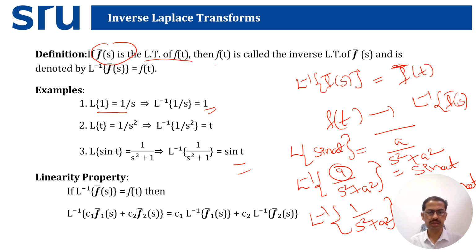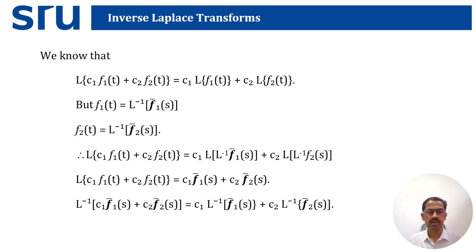The inverse Laplace transform of f bar of s is f of t. Then the inverse Laplace transform of c1 f1 bar of s plus c2 f2 bar of s, where c1 and c2 are two constants, is equal to c1 into the inverse Laplace transform of f1 bar of s plus c2 into the inverse Laplace transform of f2 bar of s. This is the linear property, right? So this is a proof. Already we discussed the linear property in the Laplace transform.